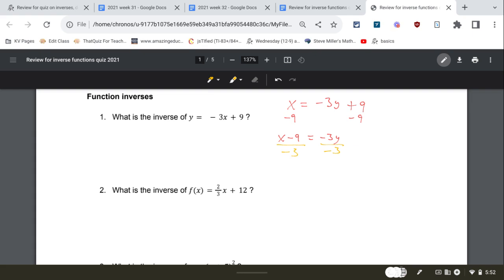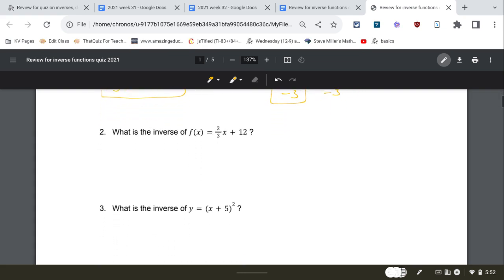Okay, this might be the answer that you see, all right? Technically, those 3's cancel out. That's your answer. The other way you might see it, if you divide both of those terms by negative 3, you would get negative 1/3 x plus 3. Okay, this also might be the way that you see the answer.